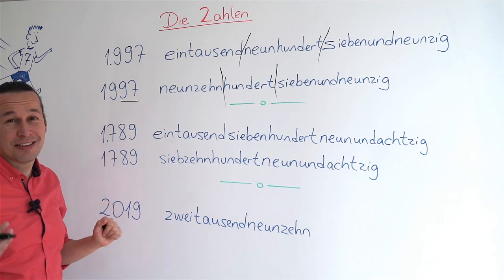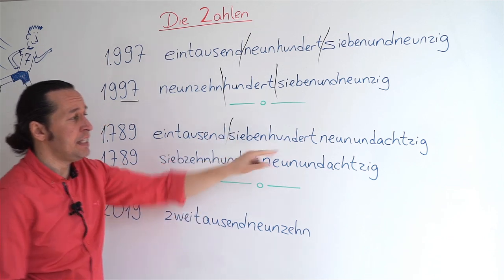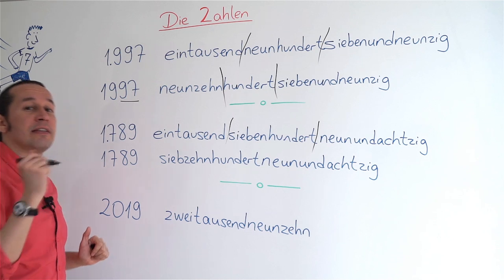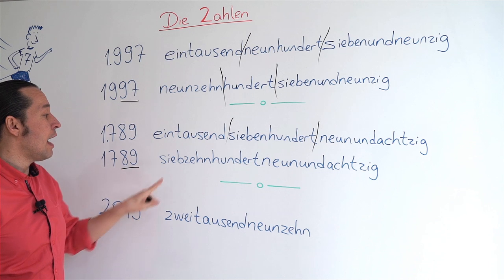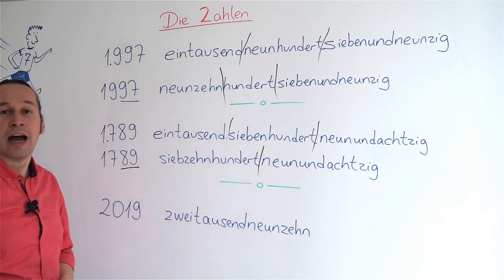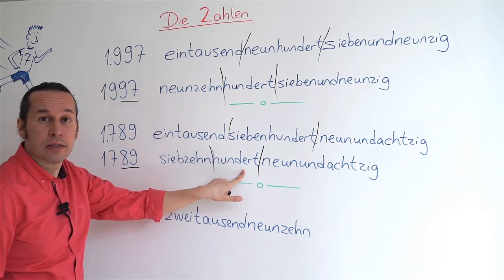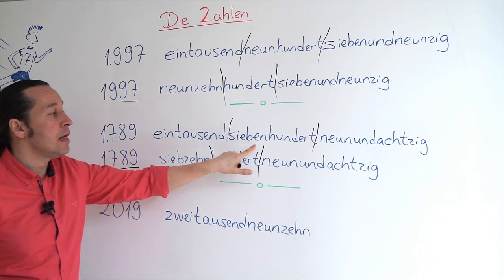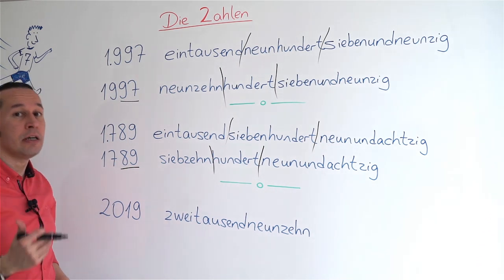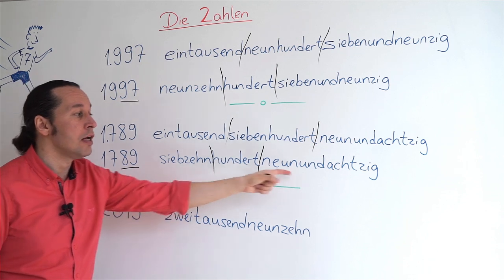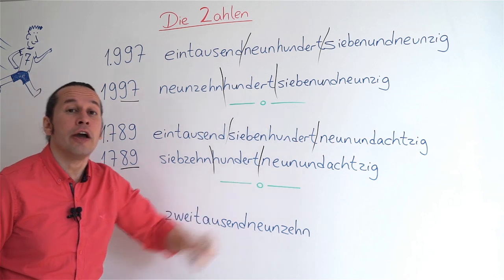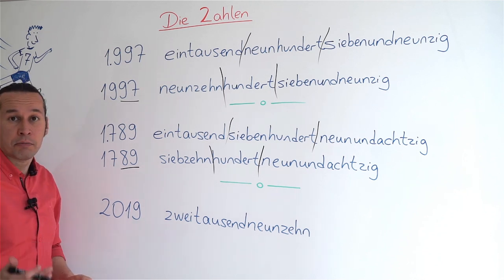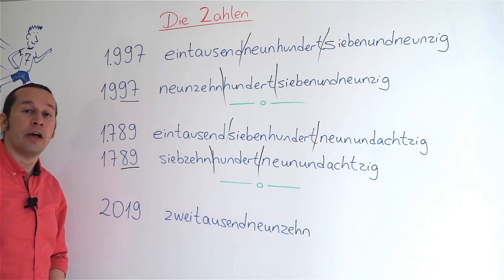Here we have 1789. If that's a number, that would be then 1789. What if that's the year? Then I would say 17, and here we have 100, 89. So if I mention the number 1789, I'll say it one way, but if I mention the year 1789, I'll say it the other way. If I mention 2019, it could be a number or a year, that would be then 2019. That easy.